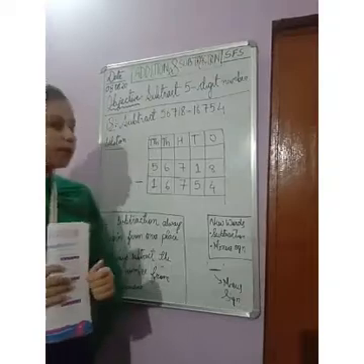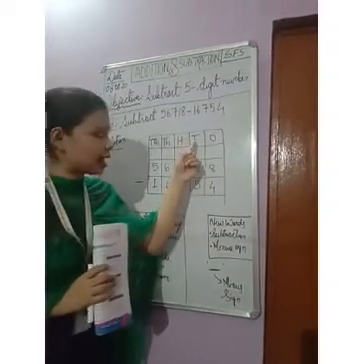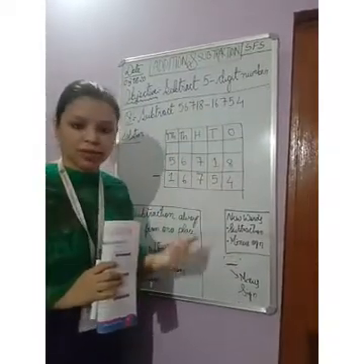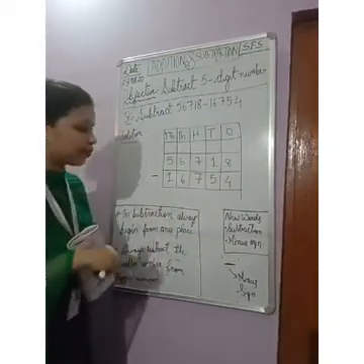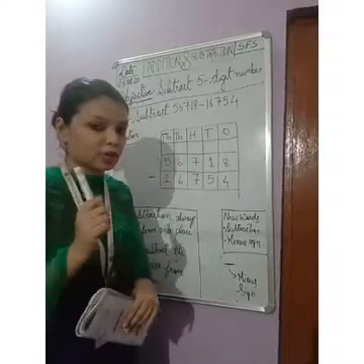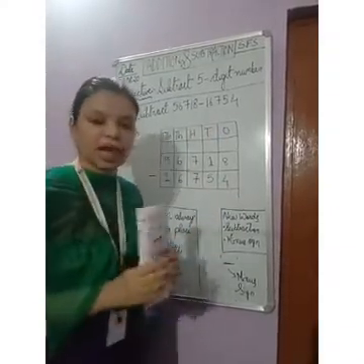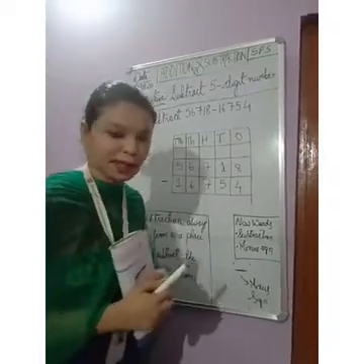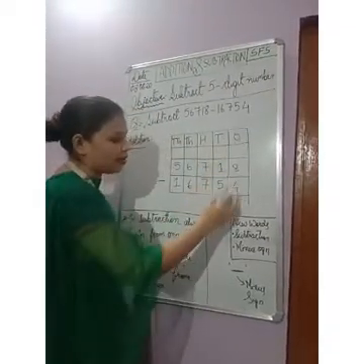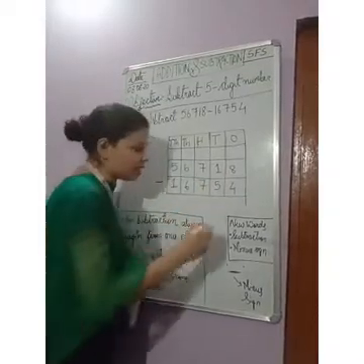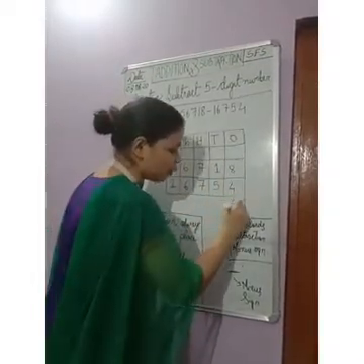For the 5-digit number, we have ones, tens, hundreds, thousands and ten thousands place value chart. Okay, so let us begin. In addition, we start from the ones place. Similarly, in subtraction, we also have to start from the ones place. In the ones place, we have 8 and 4. 8 minus 4, how much? It's very easy. 8 minus 4, 4.